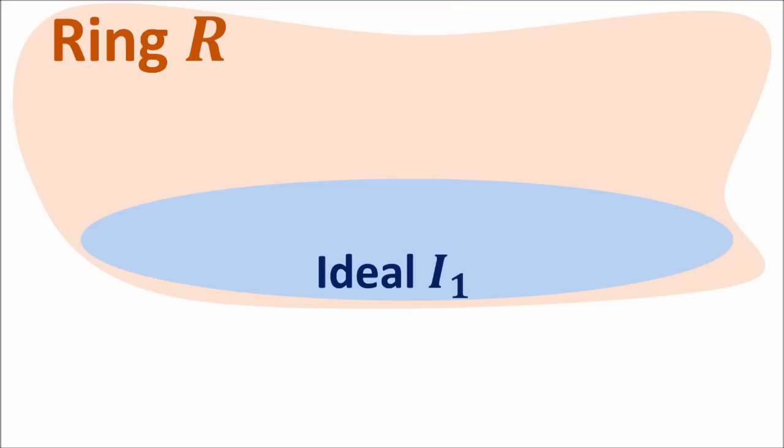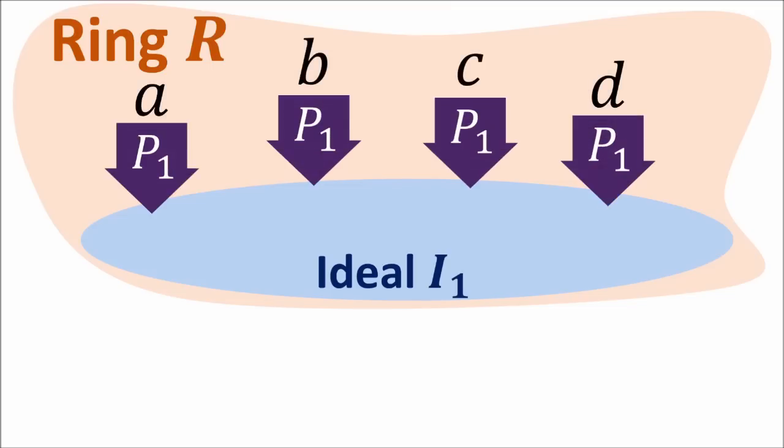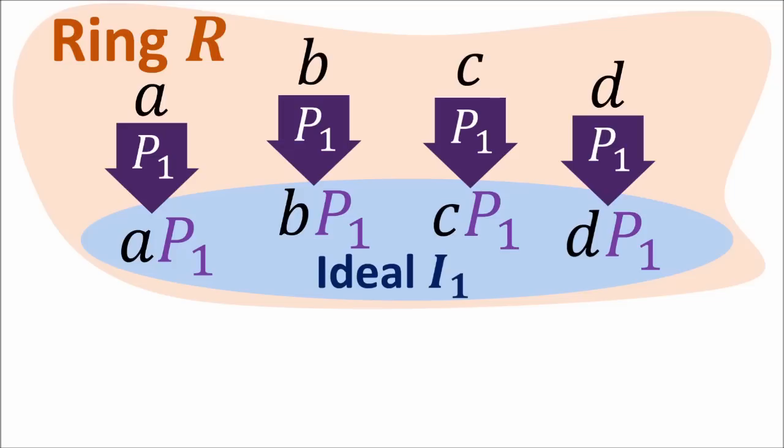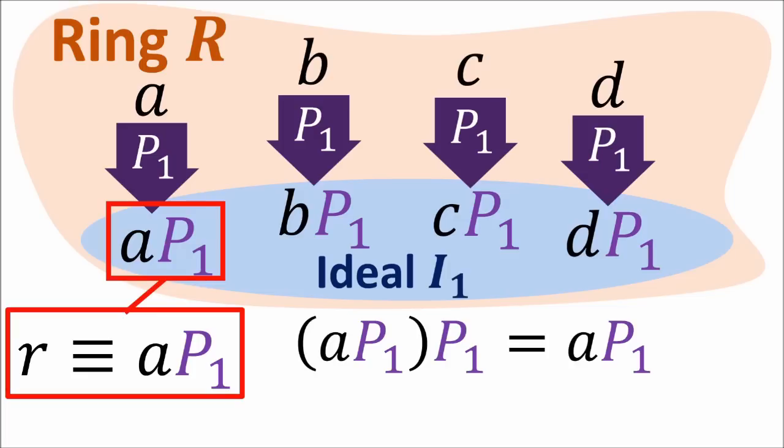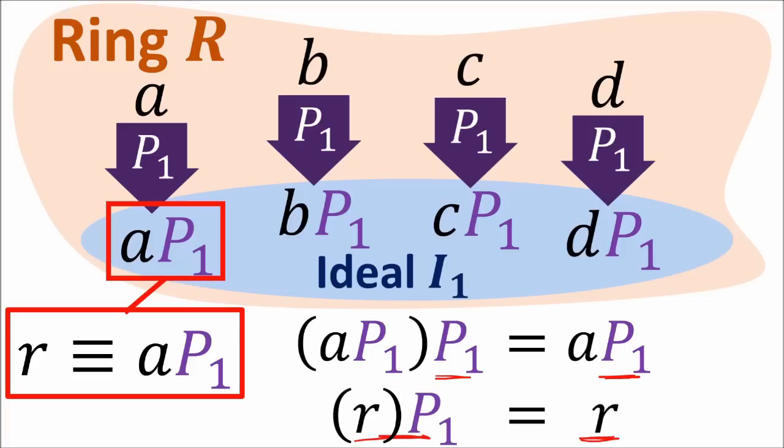Looking at our ring R, the ideal I1 is a subset inside of R. If we take a bunch of ring elements and project them using projector P1, they will all end up inside the ideal I1. Let's take this element A P1 and give it the name small r. Remember, projecting twice is the same thing as projecting once. So projecting the ideal member A P1 again does not change its value. In other words, projecting an ideal member small r does not change its value.